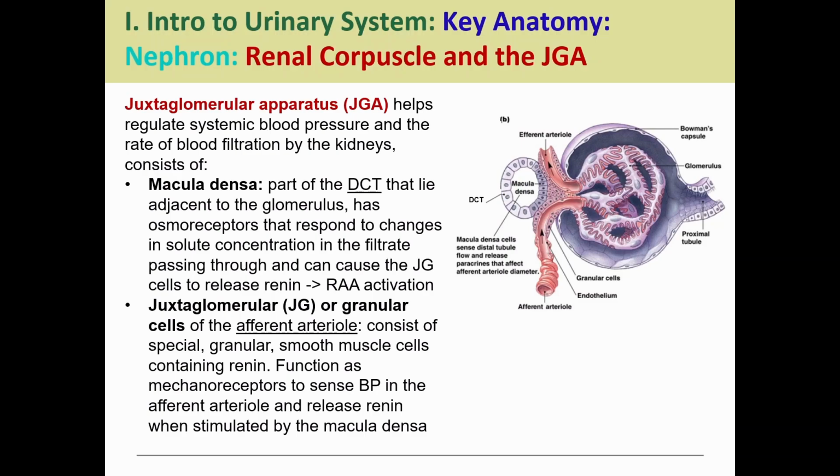These cells on the afferent arteriole are very special cells containing renin. They will sense blood pressure. So we have some that detect the solute concentration inside of the filtrate, and then these JG cells that also detect the blood pressure because they're mechanoreceptors. They detect the pressure being exerted on them, and they can release that renin when they are stimulated to do so.